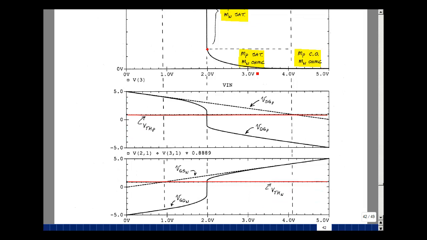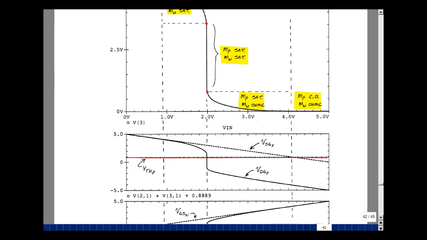In this region, I have the gate to source and the gate to drain both greater than threshold. So that puts me still in ohmic as it was here. But for the P-channel device, I have the source to gate greater than threshold and the drain to gate less than threshold. So that puts it into current saturation. Now what happens in between here is a little tricky to see.